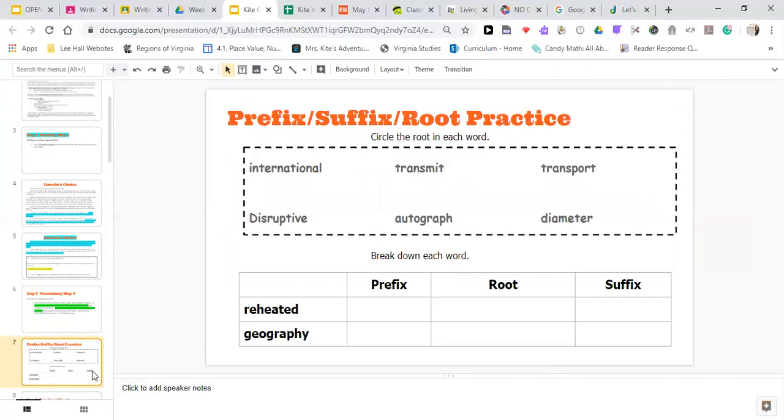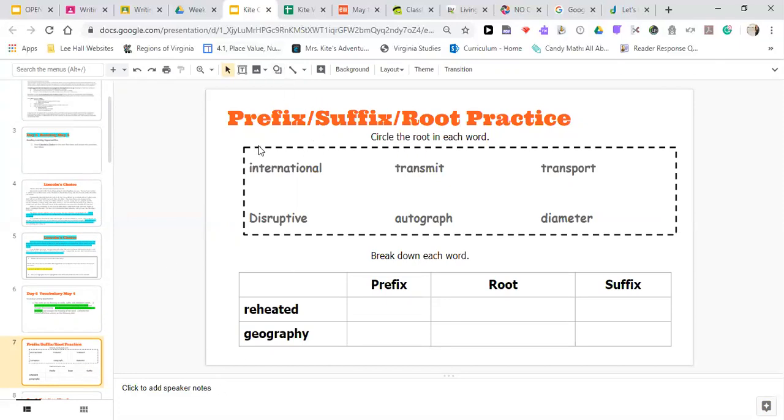So here, prefix, suffix, and root word practice. We're going to circle the root in each word. I'm going to do the first one with you. I'm also going to do the first one of the next activity with you, and you're going to do the rest on your own. So it says circle the root in each word.